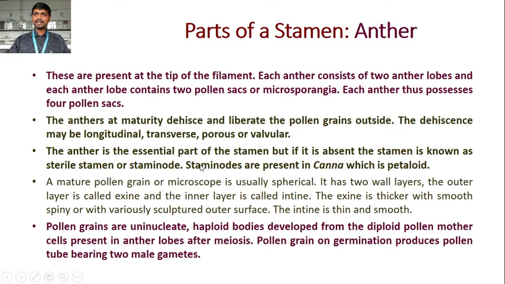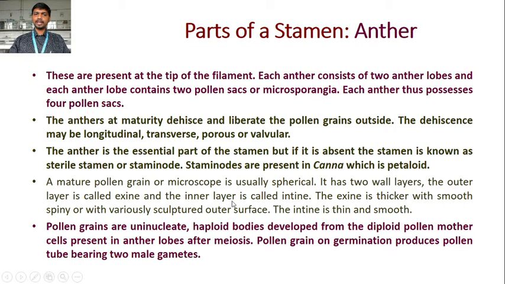The anther is the essential part of the stamen, but if it is absent, the stamen is known as a sterile stamen, because in such a stamen functional pollen grains are not able to be produced. If the anther is absent in the stamen, it is known as a sterile stamen or staminode. Staminodes are present in Canna, which is petaloid, which looks like a petal. Such sterile stamens or staminodes are present in Canna.